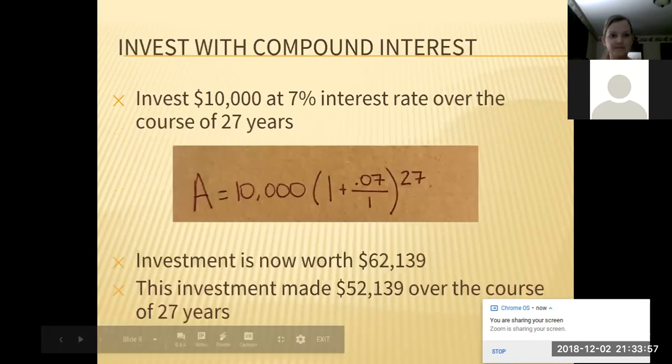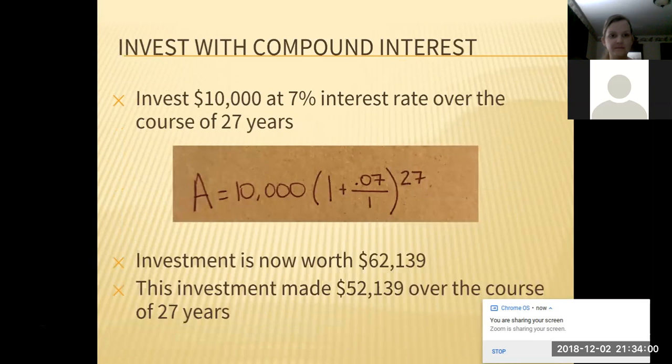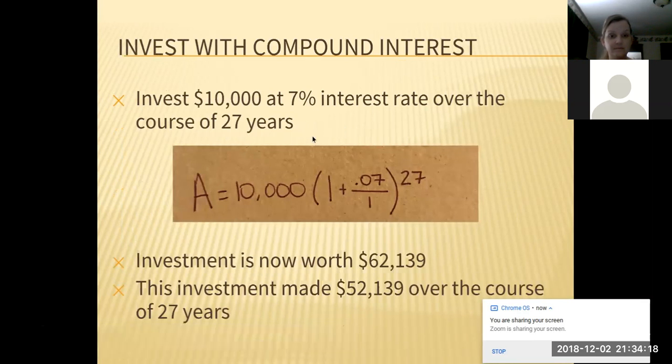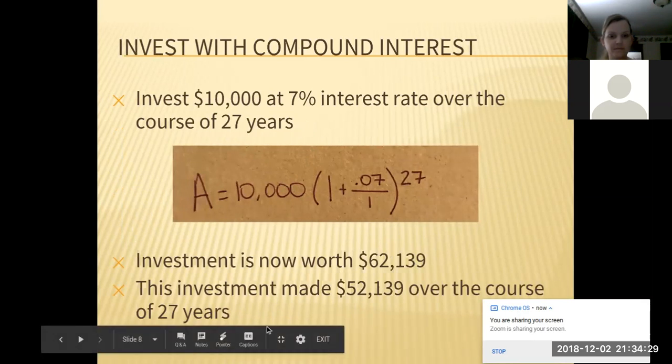Another way that compound interest can be used, in a much more enjoyable way, is to calculate the earnings on a compounded interest investment. Let's say $10,000 for 27 years at a 7% interest rate. We plug the variables into the formula as shown and see that the outcome is a total of $62,139. This means the person earned $52,139 over the course of 27 years.